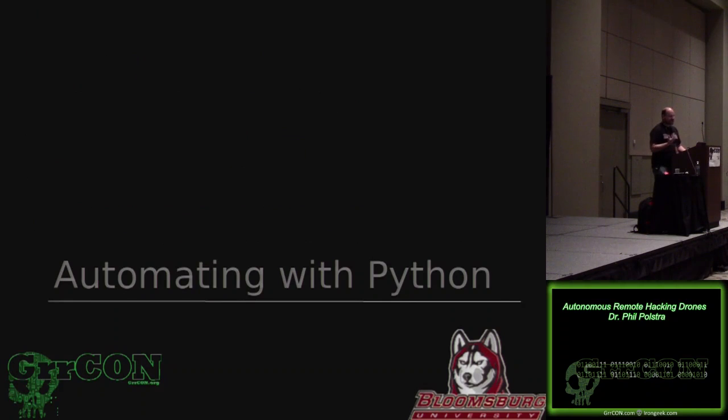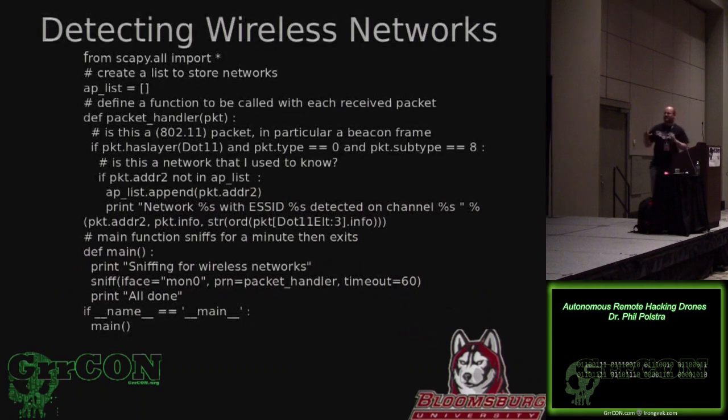All right. So let's talk a little bit about automating with Python. This is not going to be rocket science, just so you know, in terms of the Python, but this is real simple stuff you can do with Python to make this a lot more automated. So what's the first thing you're going to want to do? Detect wireless networks. What wireless networks are there, right?